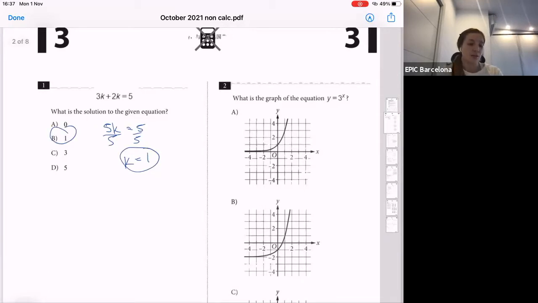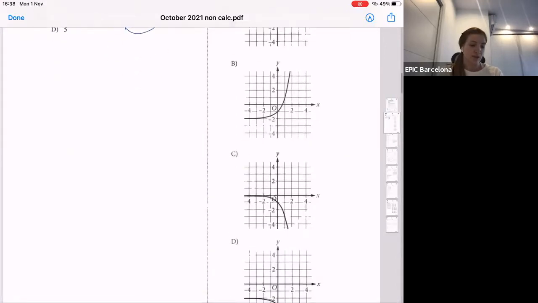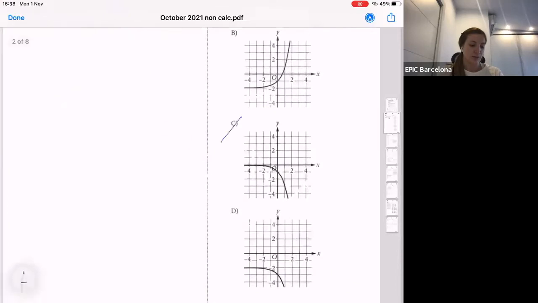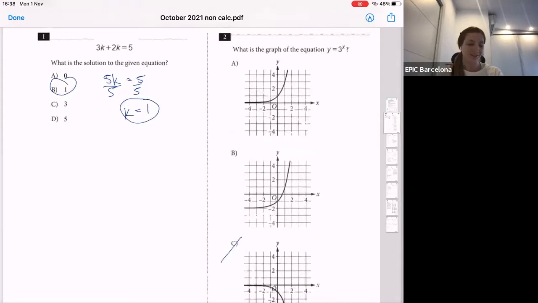Okay, here, number 2, what is the graph of the equation y equals 3 to the x? Well, it's definitely exponential growth. It should be going in an upward direction like choices A and B. It definitely would not be C or D. This is decay, exponential decay.